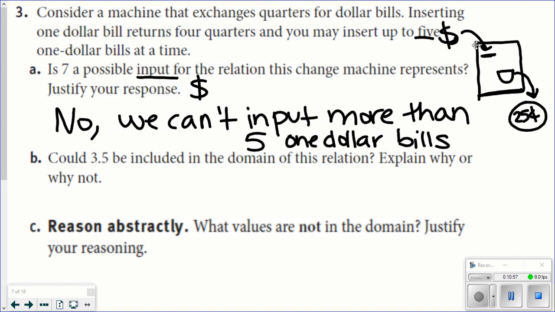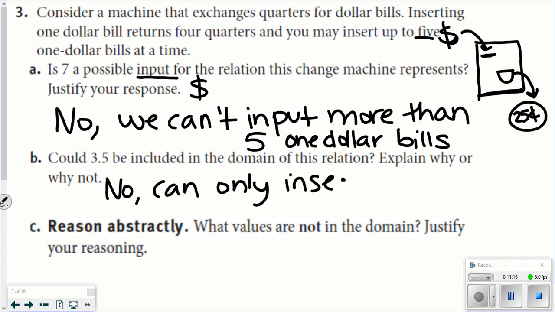Could 3.5 be included in the domain? Domain is input, which is dollar bills. Can I put in 3.5 $1 bills? No. We can only insert a whole number of $1 bills. Or you could say 0.5 doesn't work. Half a dollar can't be inserted. We're only looking at integers.